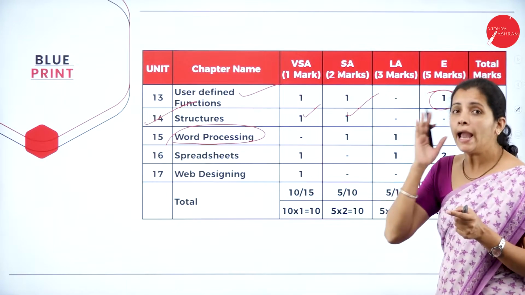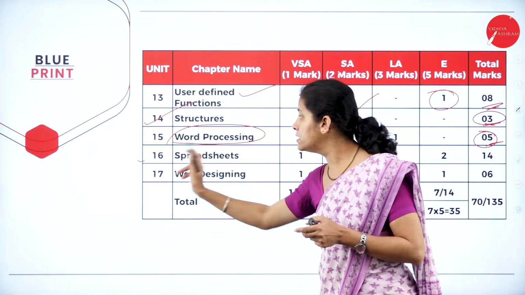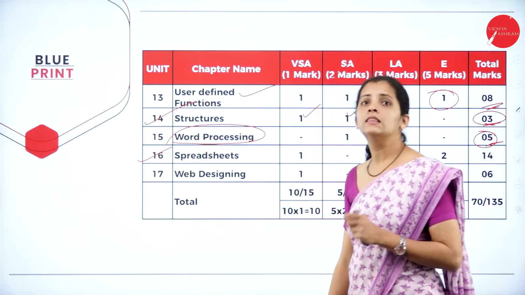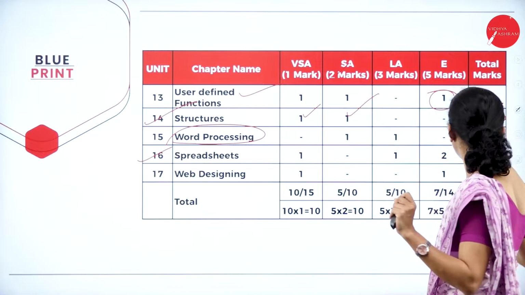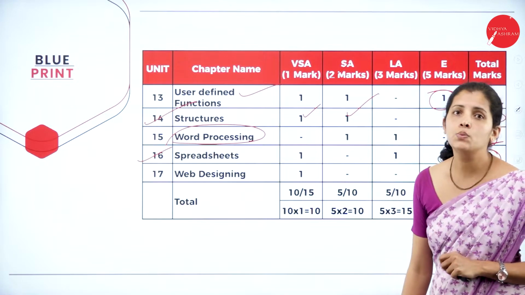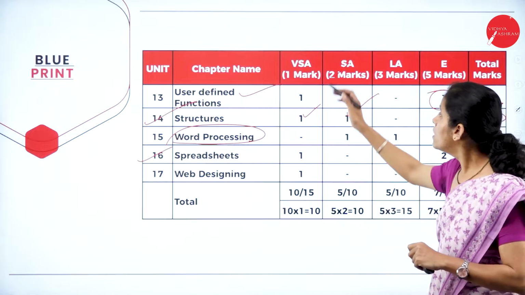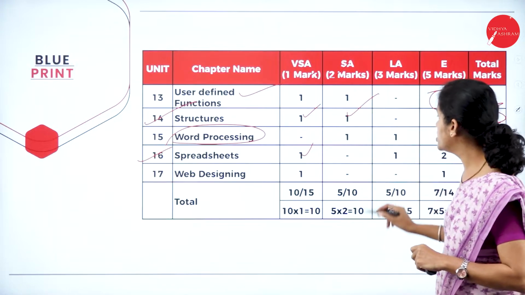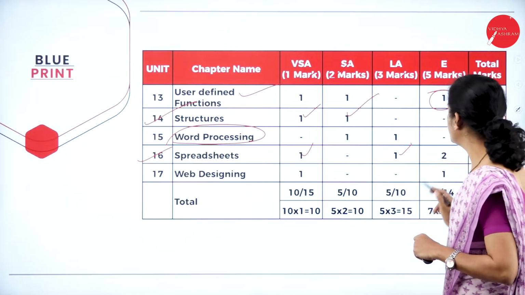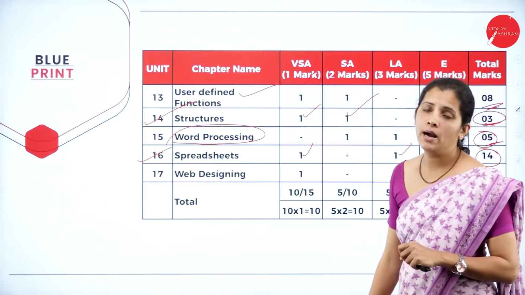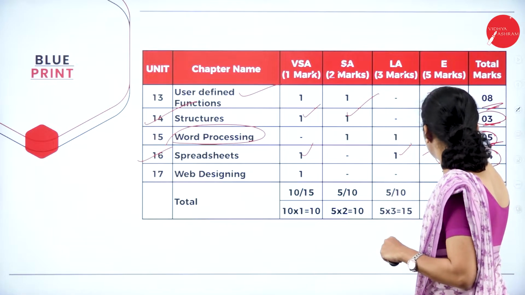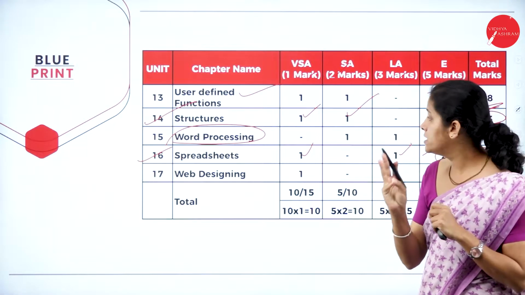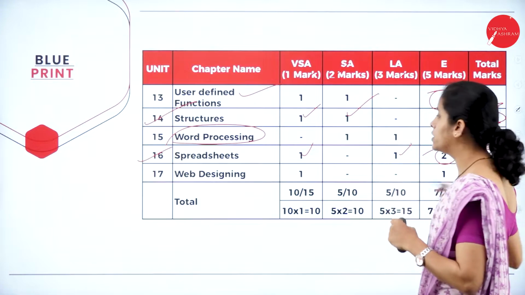And dear student, another very important chapter here is spreadsheet. If you study this chapter properly, then I can get 14 marks very easily. So see the marks division here. One 1 mark question, one 3 mark question, and two 5 mark questions. That means here I can attend two 5 mark questions. Then what's the weightage? It is 14 marks.